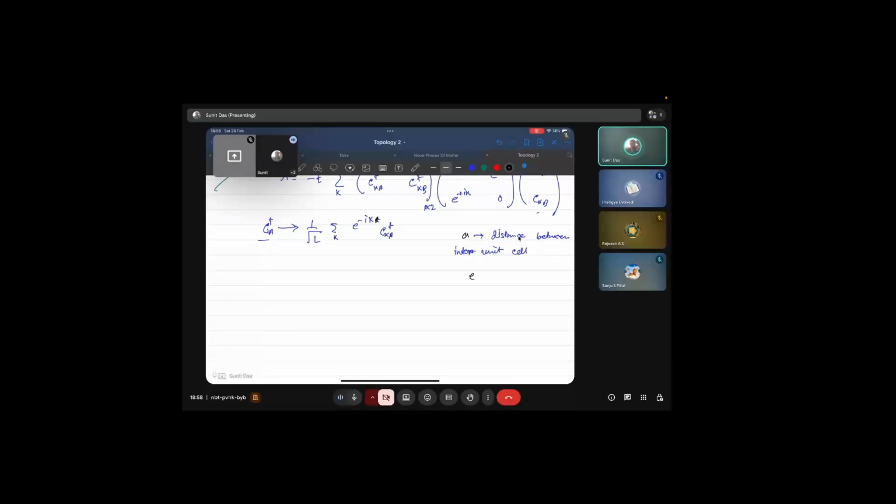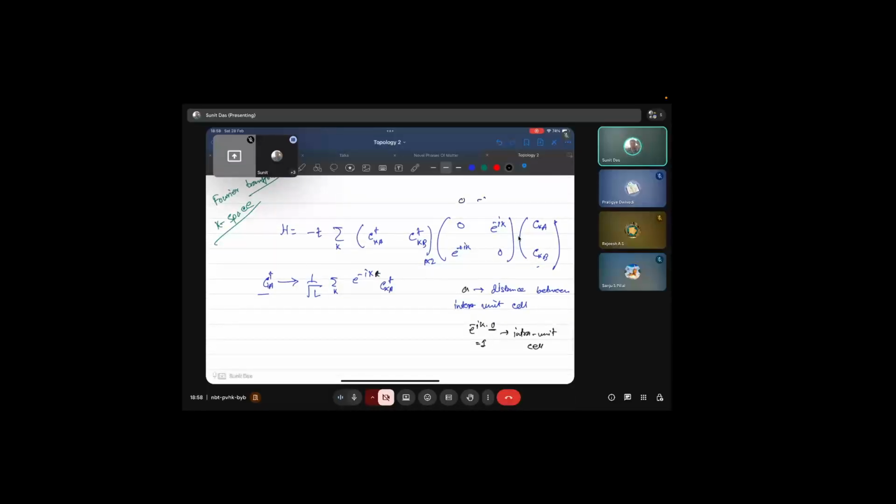In the earlier case, we had e to the power minus ik into 0, because those were only intra-unit cell. Initially we had intra-unit cell hopping within the unit cell itself. So e to the power ik into 0 was just 1, and that's why you got 0 and minus t. There was no e to the power ik in the earlier case.